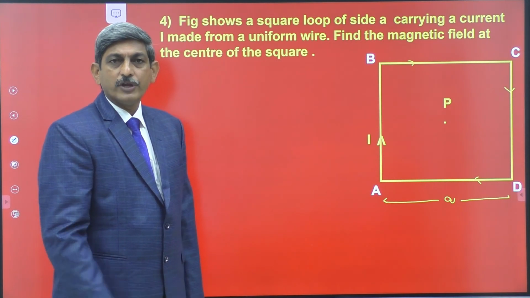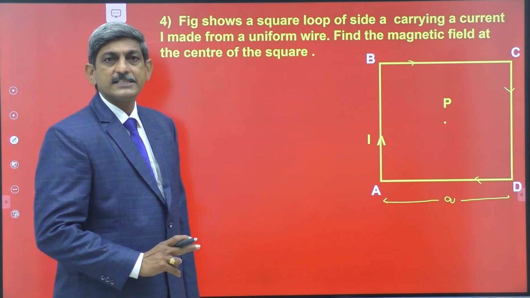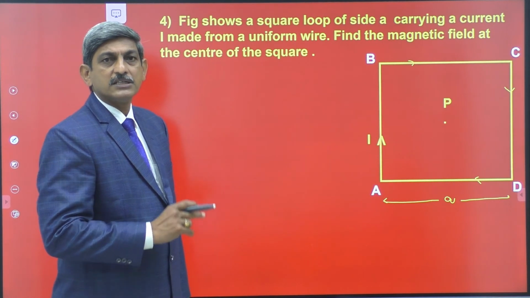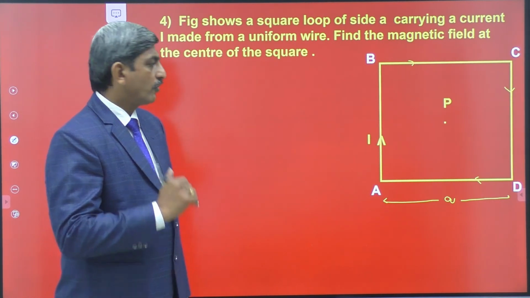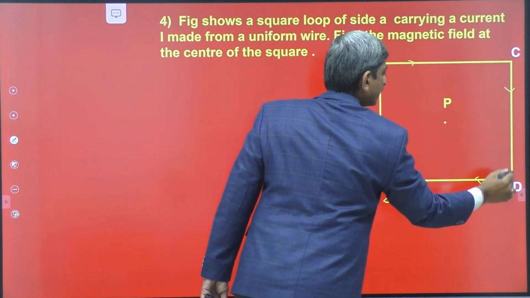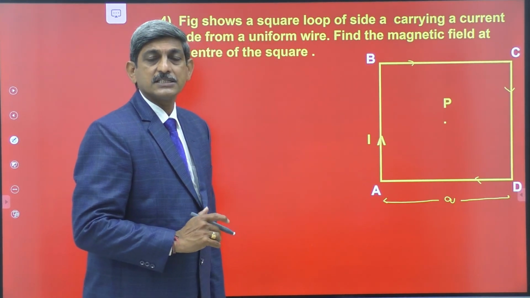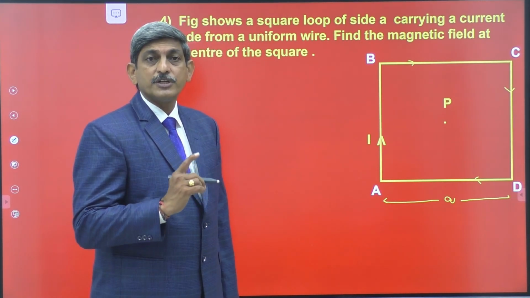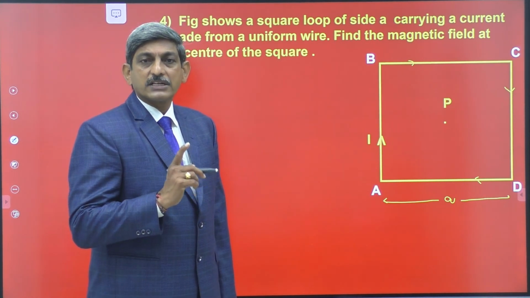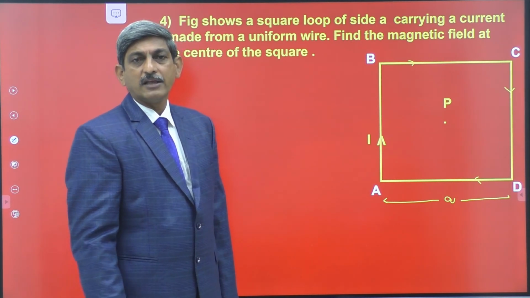Now, what formula we have to use? Is there only one wire? No. The given wire is bent in the shape of a square so that the entire wire can be divided into four portions. One is AB, the second one is BC, the third one is CD, and the fourth one is DE. In such cases, let us determine the magnetic field produced by each and every portion of the wire and add them vectorially. We get the total magnetic field produced by the entire wire.